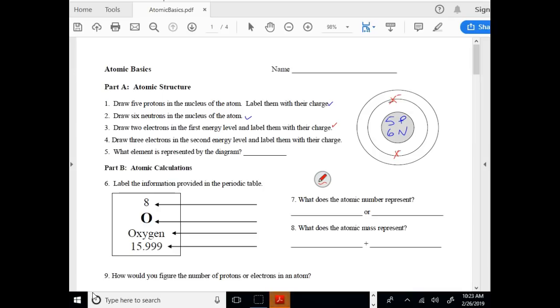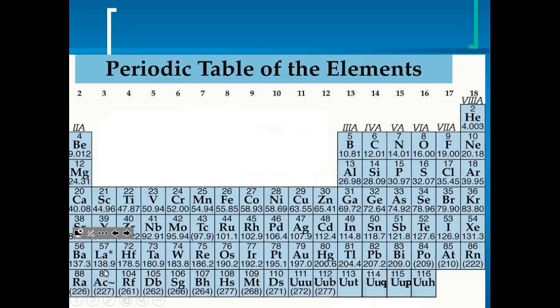Number 4 says draw 3 electrons at the second energy level. So we have 1, 2, and a 3, keeping in mind that only 2 electrons can fit. Now, if you were able to look at the periodic table, you will see that there's only one element that has 5 electrons, and the element would be boron.